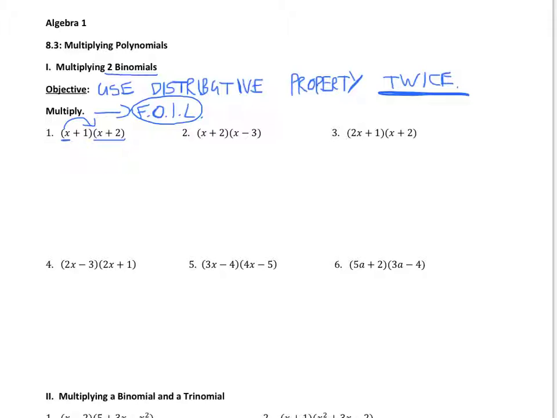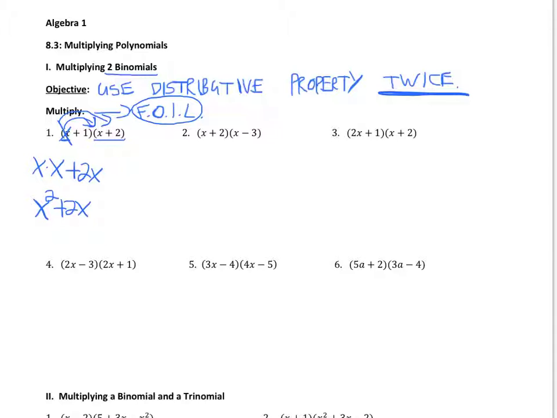So if I distribute there, I'm going to have x times that x. I know x times x gives me x squared. Then I'm going to do x times that 2. Well, x times 2 is positive 2x. I'm just going to bring this down, positive 2x. Alright, now I'm going to cross this out. I already distributed this x. Then I have to distribute a second time.